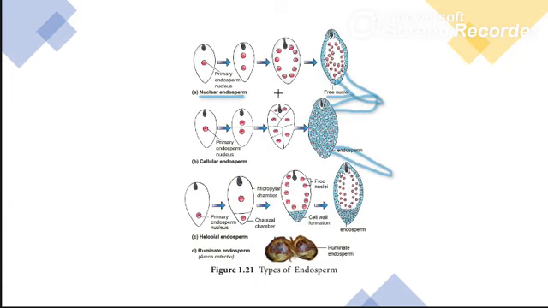together. Also, cellularization occurs only at the micropylar end in nuclear endosperm, but in cellular endosperm, cellularization occurs throughout the endosperm. So those are important differences to consider in both endosperms.